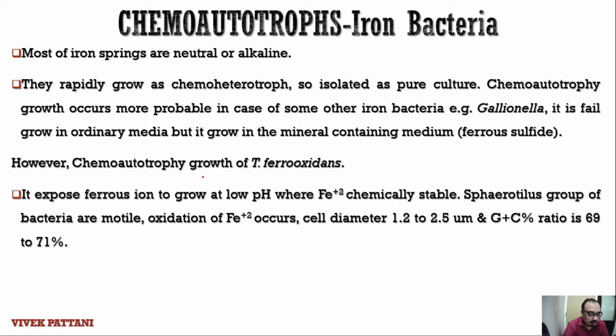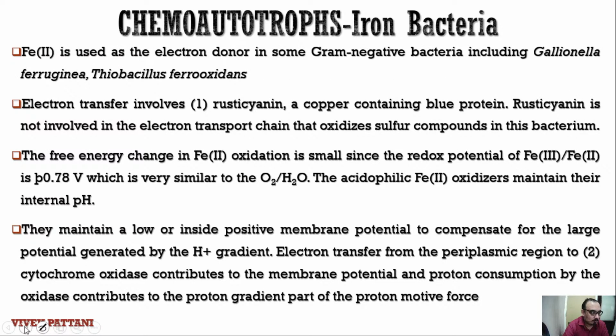Their cell diameter is about 1.2 to 2.5 micrometers, and the GC ratio is 69 to 71%, which is basically an identification feature. Now moving further, how do they basically work?